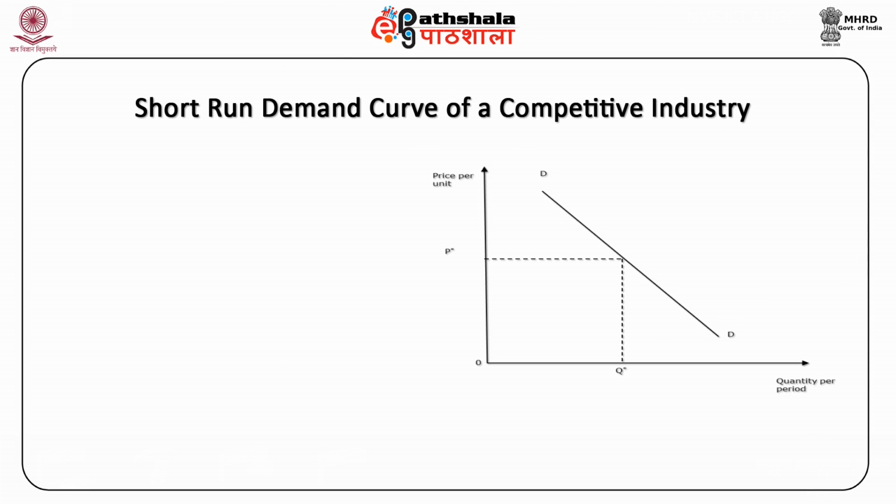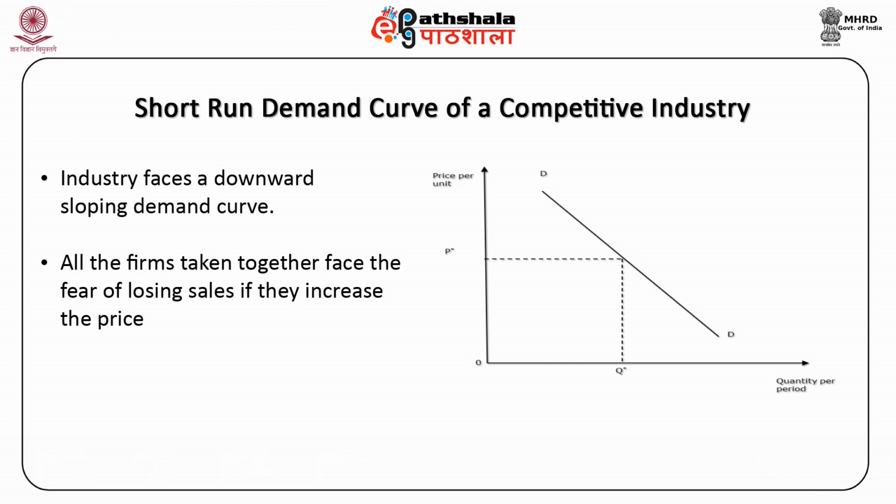Now let's look at the industry's demand and supply curves. Industry can be defined as all the firms taken together. A competitive industry faces a normal downward sloping demand curve, unlike the firm, which faces a horizontal demand curve. It implies that all the firms taken together, or the industry, face the fear of losing sales if they increase the price level. The short-run demand curve for a competitive industry is shown in the figure.